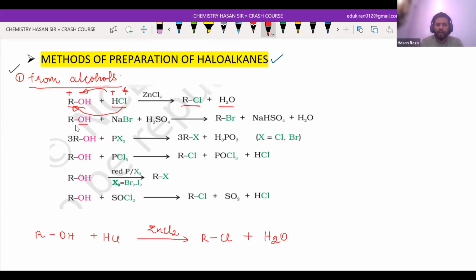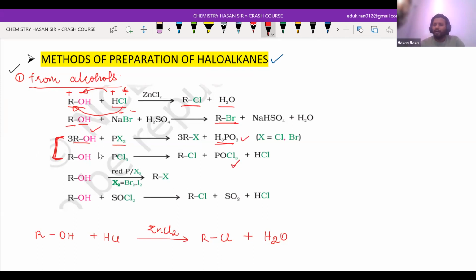And again, ROH, then you need to do negative, positive, and Br will go. This is how you will get RBr. You just need to remove this OH and add X. The most important reactions are these two, because sometimes there are questions about the byproduct.